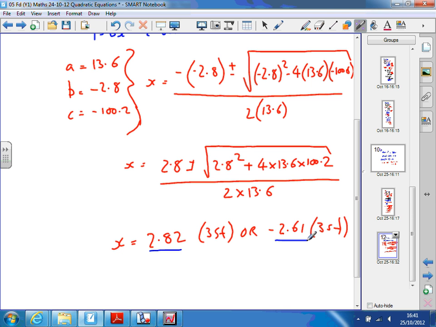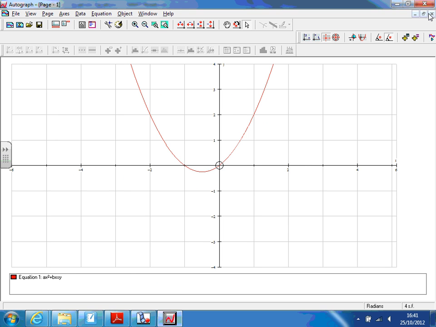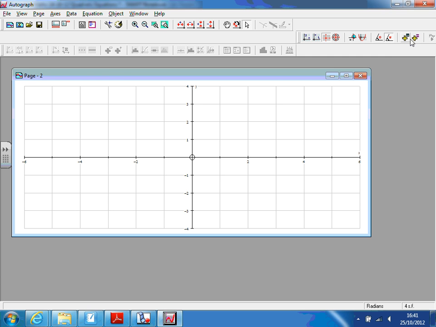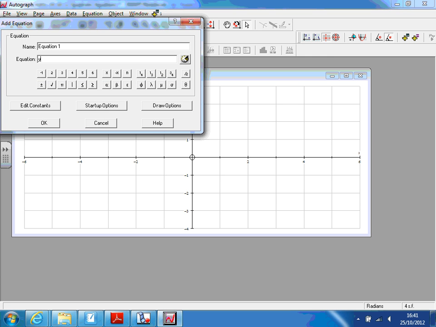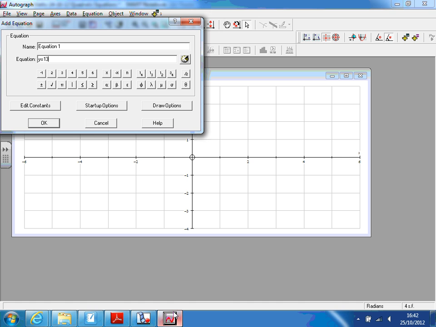Let me plot this original function on Autograph. So if we go to Autograph and type in, let's close this one, start a new page. So y equals, what was the function? The original one, 13.6x squared minus 2.8x minus 100.2.